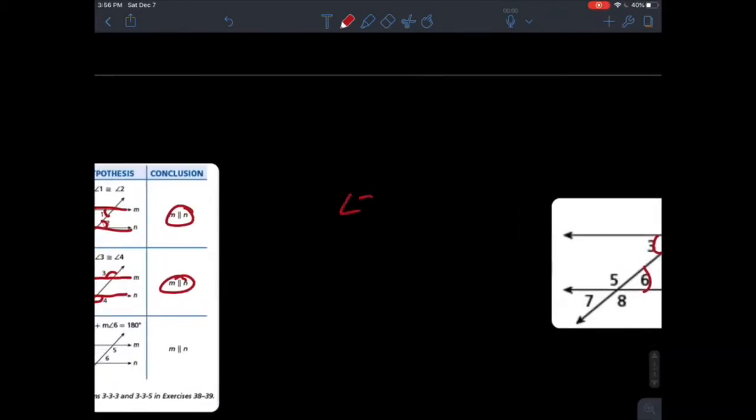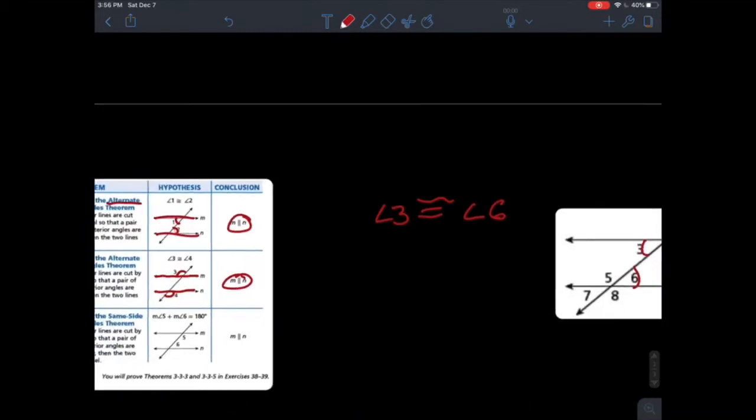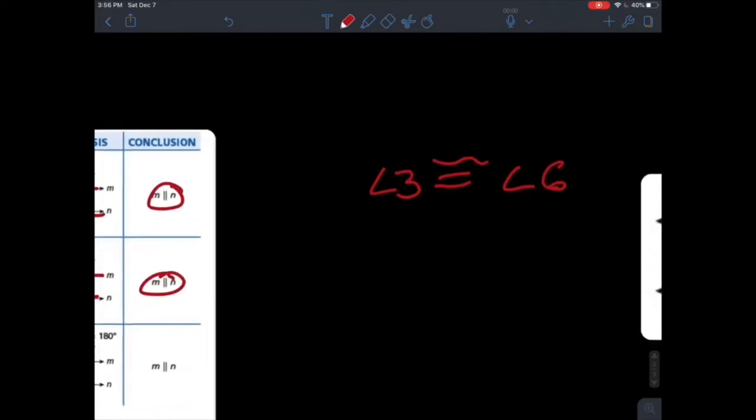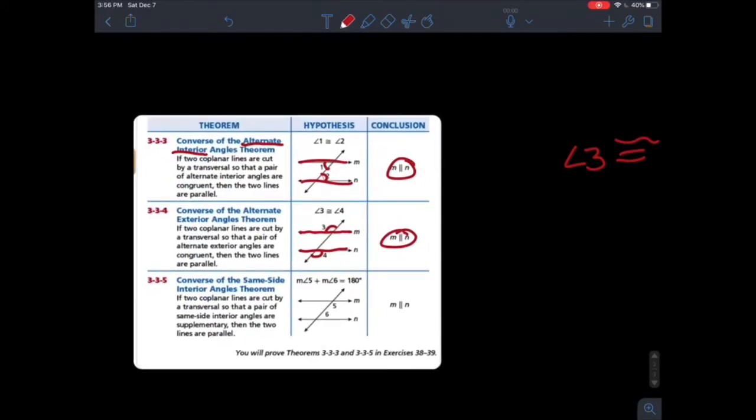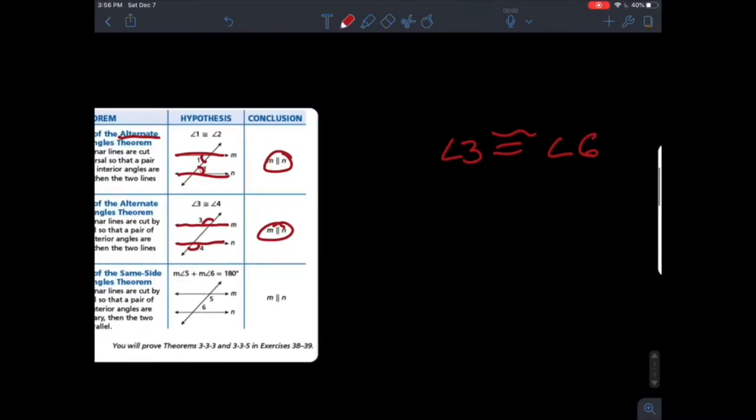So angle 3 is congruent to angle 6. And then here's our two lines here, transversal angles. They're congruent to each other. And so since they're congruent, then the two lines are parallel.